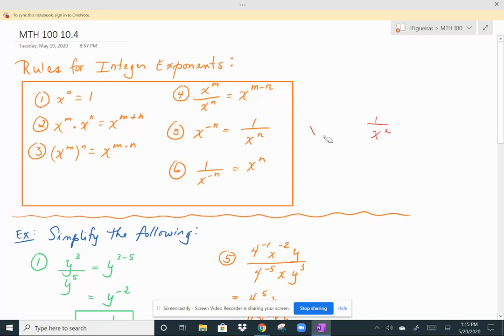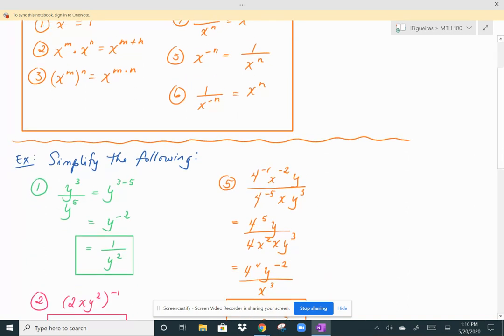And then also number 6 is associated with number 5. If you have a negative exponent in the denominator, again, the way you correct for that is you take the reciprocal. So the reciprocal of 1 over x to the negative n is just x to the n, and the exponent changes from negative to positive. All right, so let's practice. Oftentimes when you're simplifying expressions with exponents, you are using one or more of these rules.